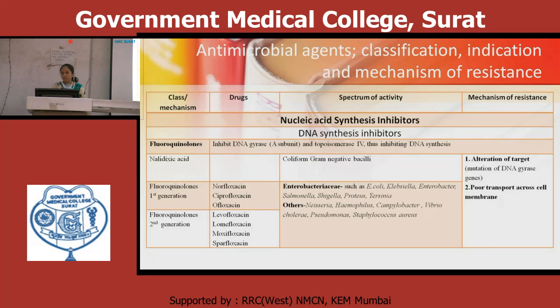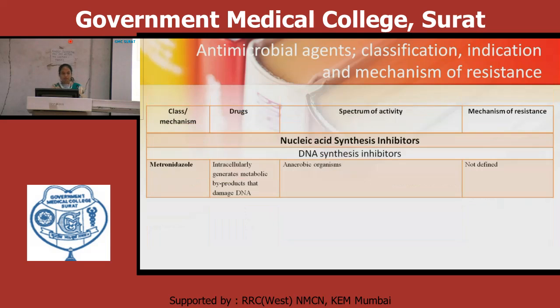Mechanism of resistance is alteration of target sites, mutation of DNA gyrase genes. Second is poor transport across the cell membrane. Now metronidazole intracellularly generates metabolic byproducts that damage DNA. Spectrum of activity is against anaerobic organisms. Mechanism of resistance is not defined.